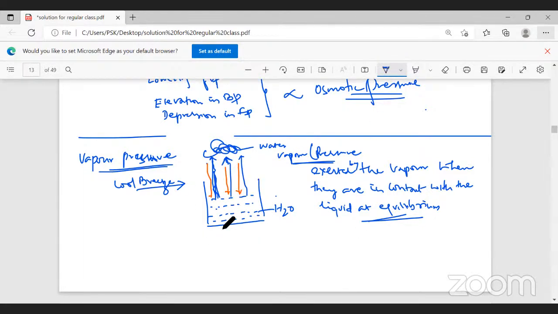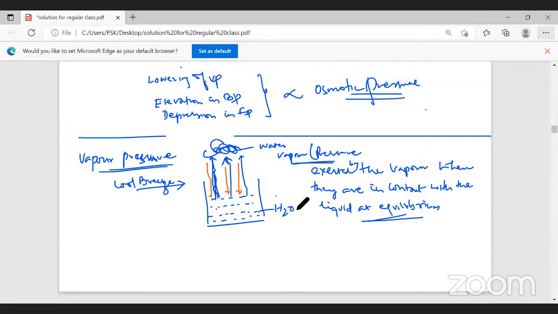Now this is with respect to pure water. So you can take any solvent. You can take benzene, chloroform, carbon tetrachloride, alcohol, anything. Any liquid for that matter will vaporize even at room temperature to a little extent, and they will establish an equilibrium between the vapors and that liquid. Whatever vapor pressure you measure at that time will be called the vapor pressure of the liquid.